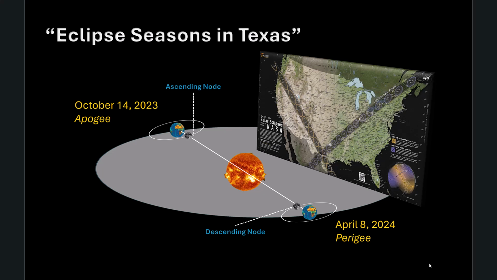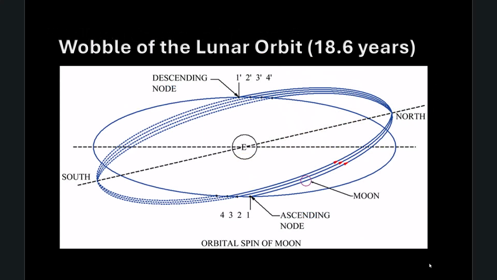These two occurred, but if you note, they didn't occur exactly 6 months apart. One was on October the 14th, the other April the 8th. So close to 6 months, but not exactly. So there's a reason for that. And it's kind of interesting, so I'm going to spend a second on it.